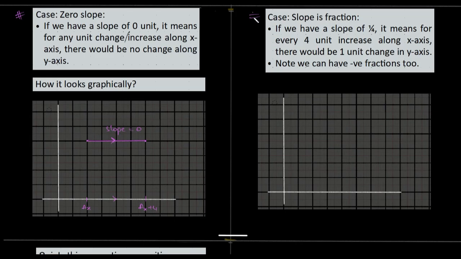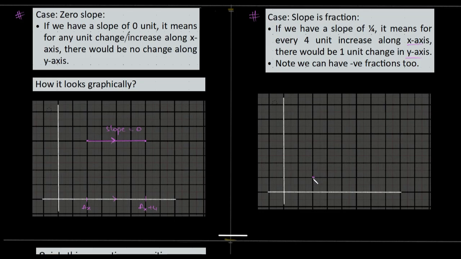Now, fraction. First I introduced a positive slope, a negative slope and 0. Now fraction. It's the same idea, but I would explain it this way. If we have a slope of 1 by 4, it means that for every 4 unit increase along the x-axis, there would be 1 unit change in the y-axis. Sorry, this is x-axis and this is y-axis.